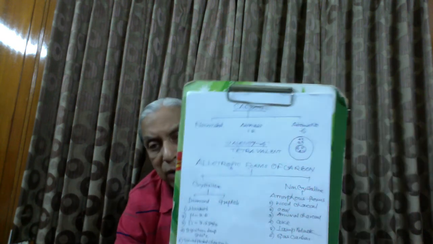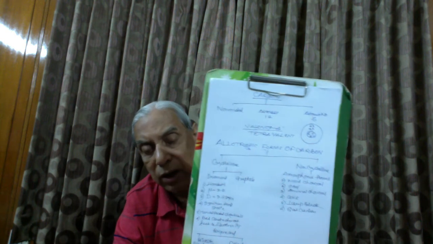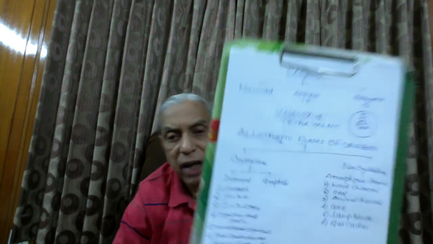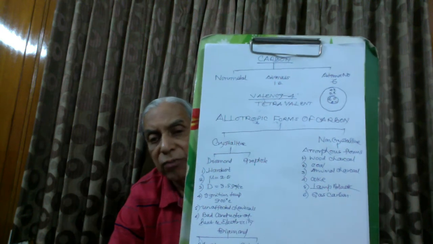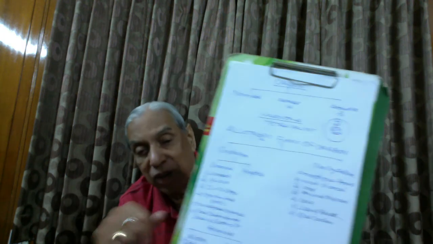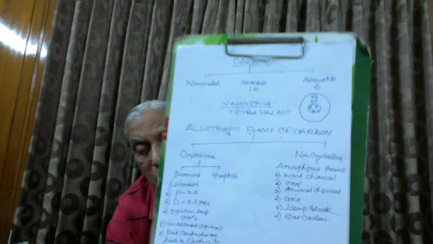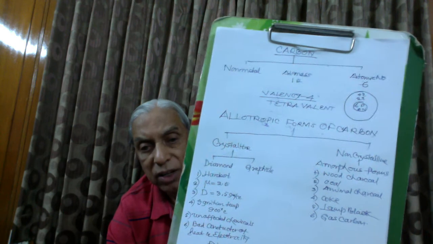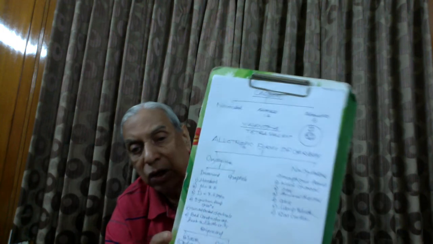Under crystalline forms of carbon, we have got 2. What are the 2? Diamond and graphite. Diamond and graphite are the crystalline forms of carbon. Whereas under non-crystalline forms, I have got 6. Number 1 is wood charcoal. The second one you can write animal charcoal. The third one you can call coal. And then we get coke, and then lamp black, and the last one is gas carbon.